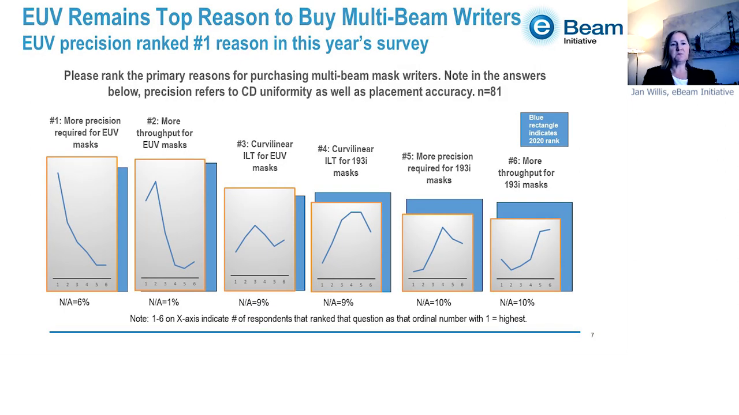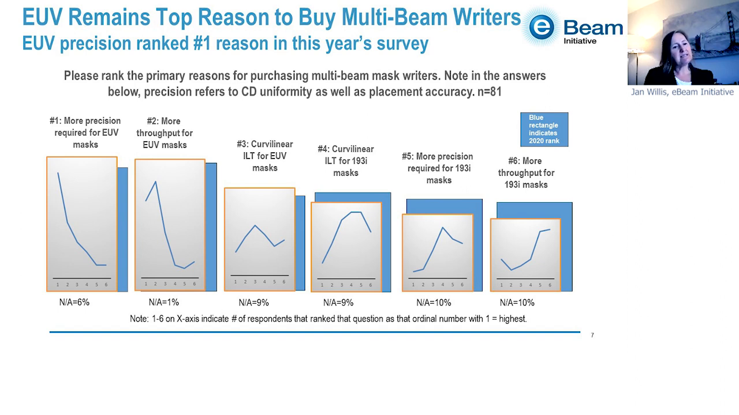It's not a surprise then to see that EUV tops the reasons for buying multi-beam mask writers. EUV precision on the far left is ranked as the #1 reason this year. The way to read this chart is that we have 6 different boxes representing the 6 different reasons. The plot of the rankings are inside of each box, with 1 being the #1 reason. And then the dark blue shading represents the average response in the height of the chart from last year's result.